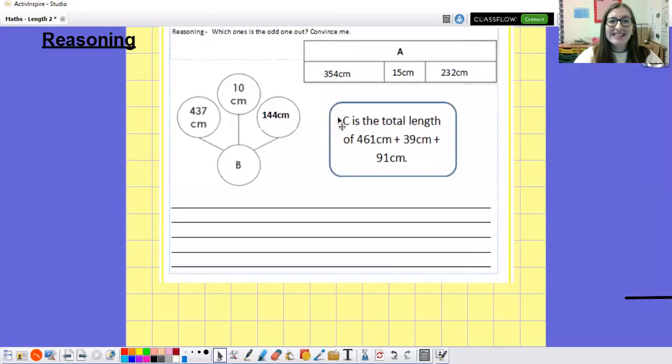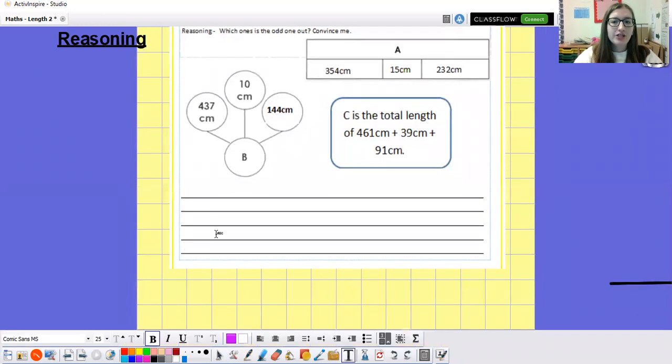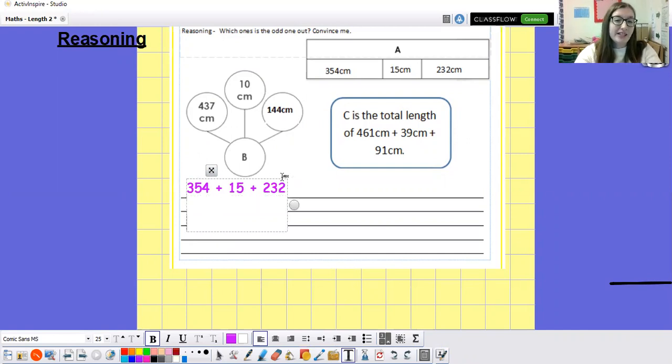Okay, welcome back. Let's see if we can go through the answers. So let's work out what the totals are for each one. So for A, what do we need to do? We need to do 354 add 15 add 232. So I think that I'm going to do column addition for this one.